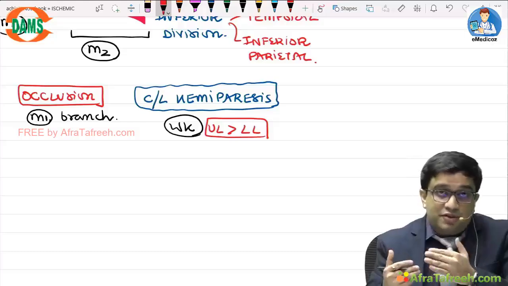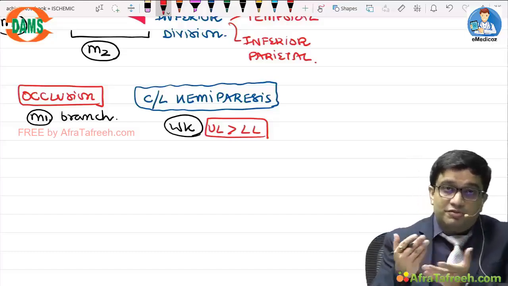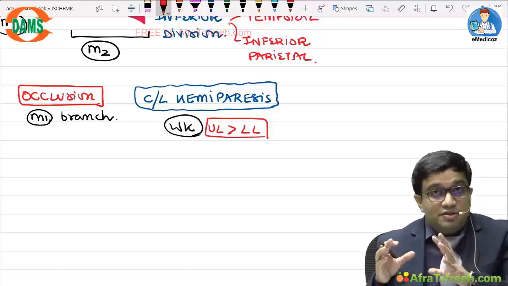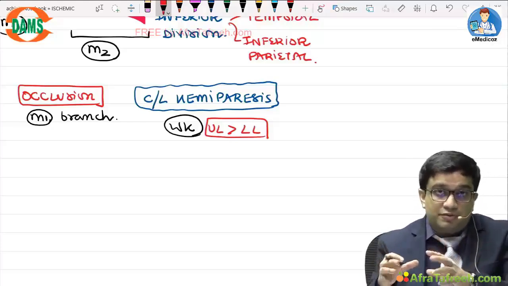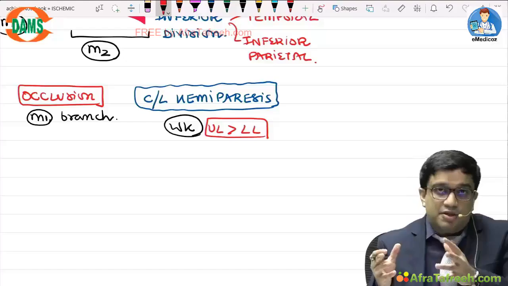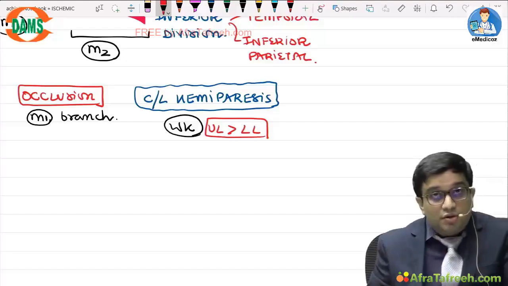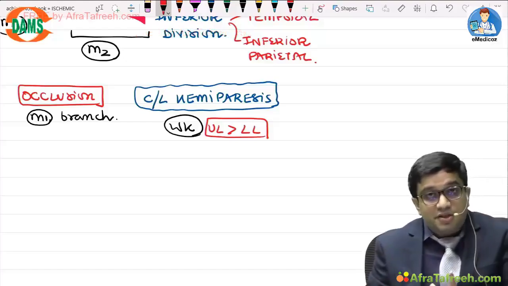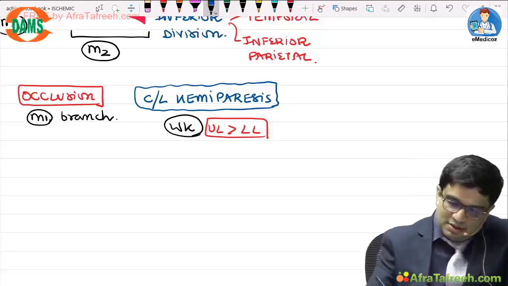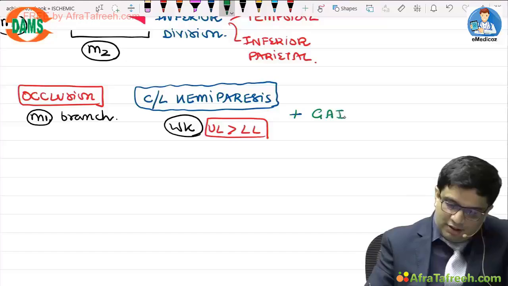But this time if I look at the upper limb, it has got a power of 3/5. Lower limb is still having a good power of 4/5. So that is what is known as hemiparesis. Now along with this, if I get a patient with hemiparesis, they are going to have a different style of walking, which we understand as gait.